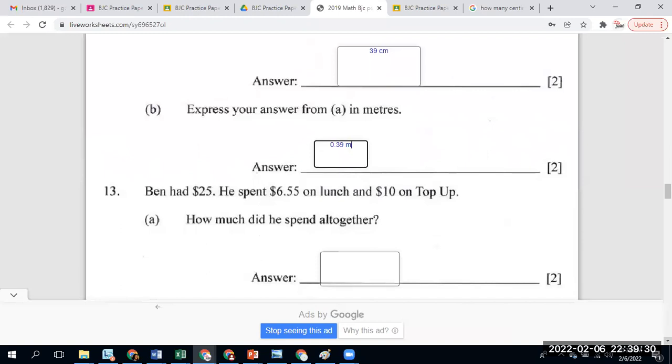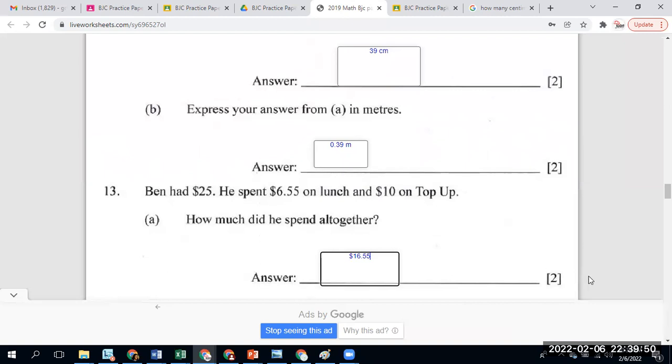Ben had $25. He spent $6.55 on lunch and $10 on top up. How much did he spend altogether? Well, this is an addition. $10 plus $6.55 is $16.55.